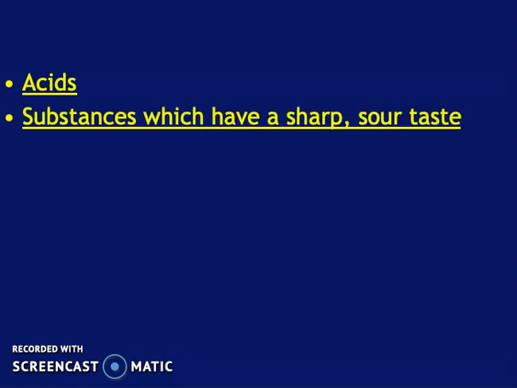So our first bit is this, acids. If you had to explain to somebody what an acid is, what would you say? So acids are essentially substances which have a sharp and really sour taste. And when you become a Leaving Cert chemist, we will give you a different definition. But here is the problem.